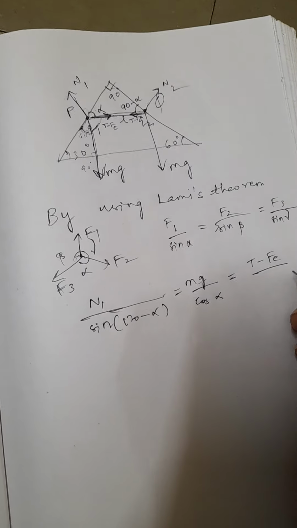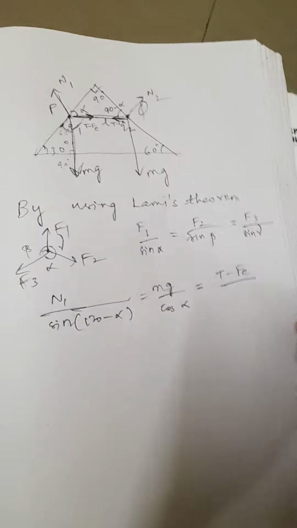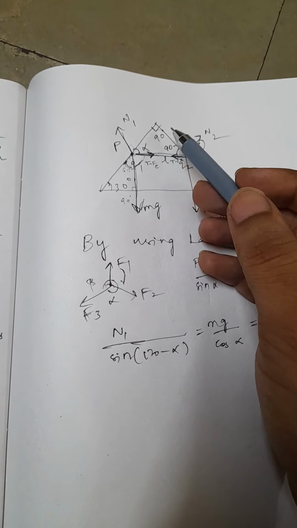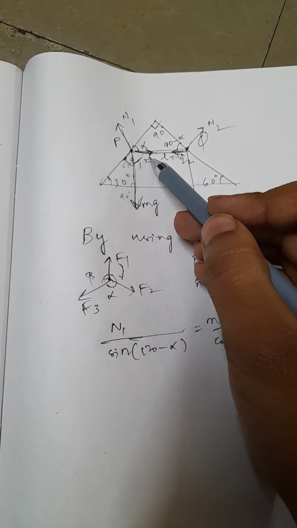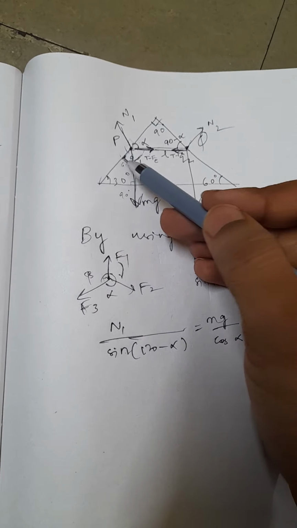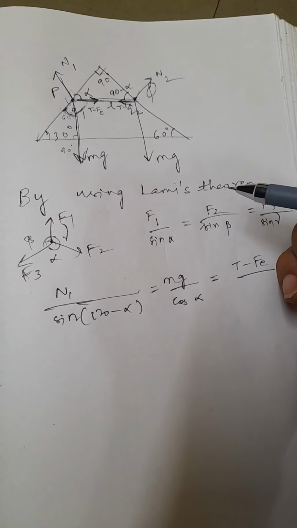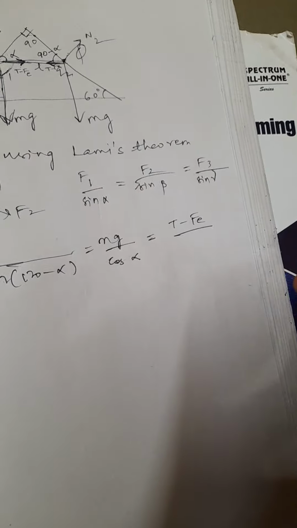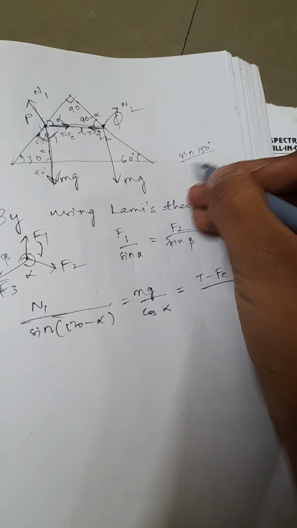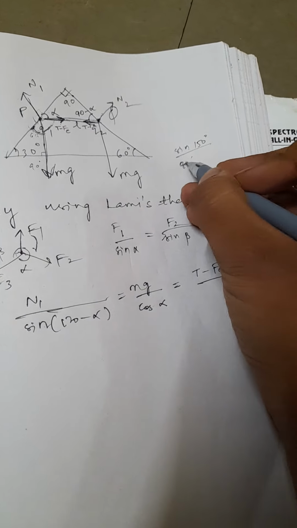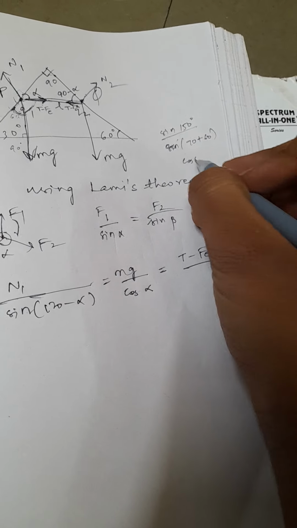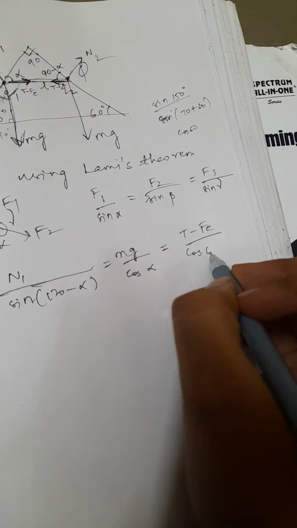It will be T minus Fe divided by the angle between the other two forces. This angle is 90 plus 60, which would be 150. So sine 150 can be written as sine of 90 plus 60, which can be further written as cos 60. So we can write this as cos 60.